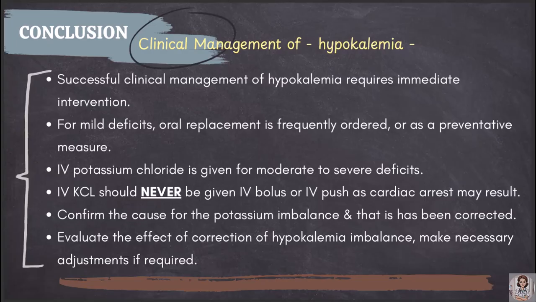Further clinical management of hypokalemia. Successful management of this imbalance requires immediate intervention. For mild deficits, oral replacement is frequently ordered or as a preventative measure. IV potassium chloride is given for more moderate to severe deficits, and it should be noted that IV potassium should never be given IV bolus or IV push, as cardiac arrest may result. Confirm the cause for the potassium imbalance and that it has been corrected. Evaluate the effect of the correction of the imbalance and make necessary adjustments if required.